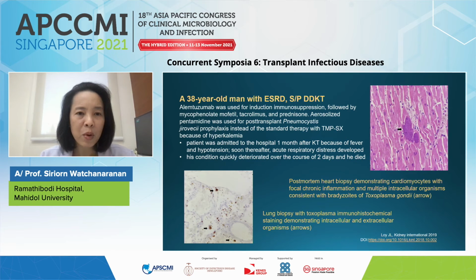This is an example of a kidney transplant patient who unfortunately died from toxoplasmosis. He did not get Bactrim prophylaxis, but got pentamidine prophylaxis for PCP. Then within a month after transplant, he suffered fever and hypotension. The biopsy was done and showed that there were Toxoplasma gondii in the heart and also in the lungs.